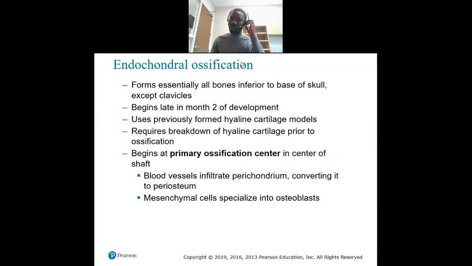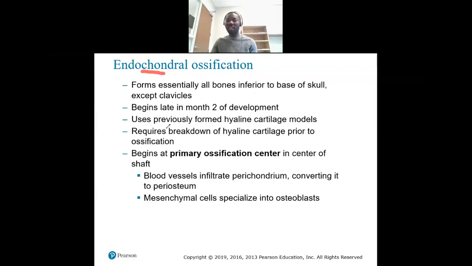Okay, so we're going to look at endochondral ossification first. Then we'll go on to discuss intramembranous ossification. Now, endochondral ossification, I told you it involves cartilage changing to bone cells. That is simply what it means. It forms essentially all bones inferior to the base of the skull, except the clavicle. Most of the bones are formed through endochondral ossification, and this usually begins late in the second month of development. So you see it more after the 8 weeks.